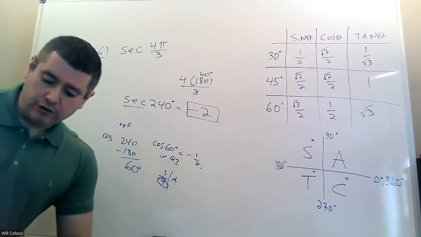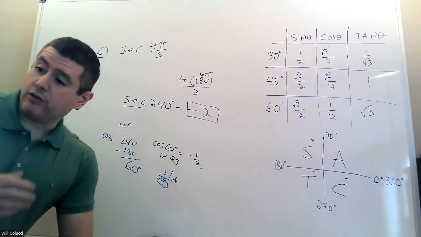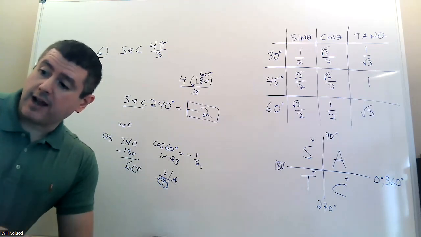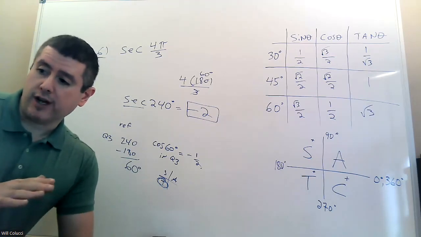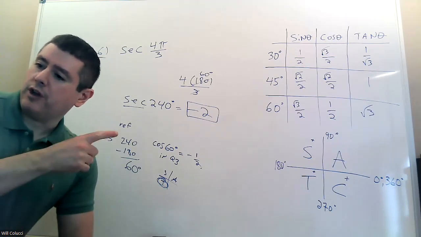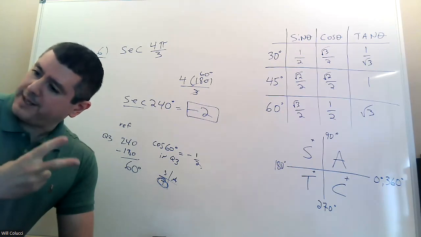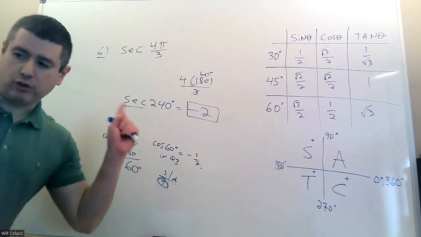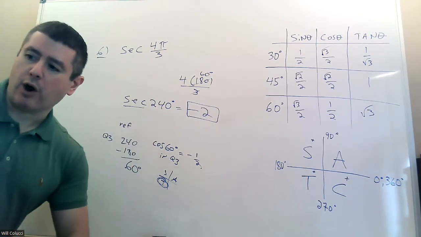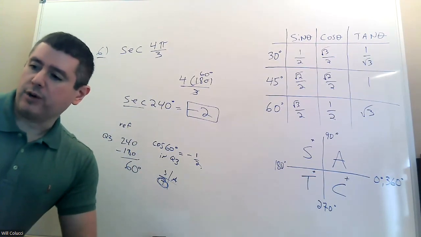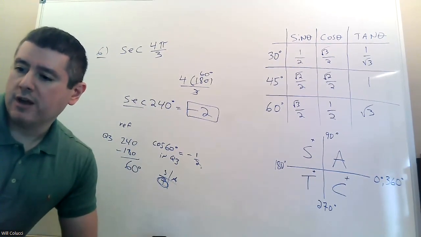Okay. So again, these are very straightforward. You do the same thing again and again and again. Get the quad, it tells you positive or negative. Get the reference angle, it tells you the number off the chart. Those are the only 2 pieces of information you need to be able to do these, as long as you remember which partner goes with which. All right, it's pretty straightforward. All right, so that's it.